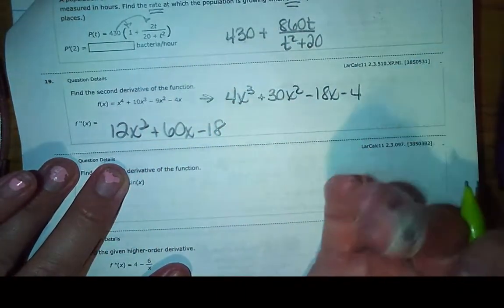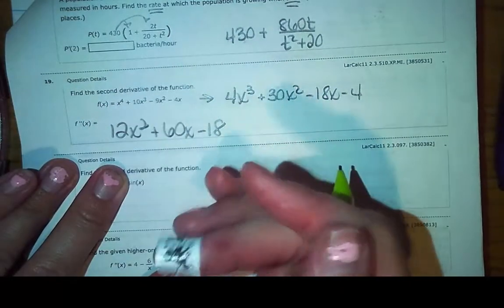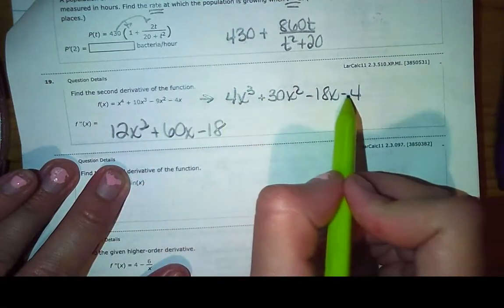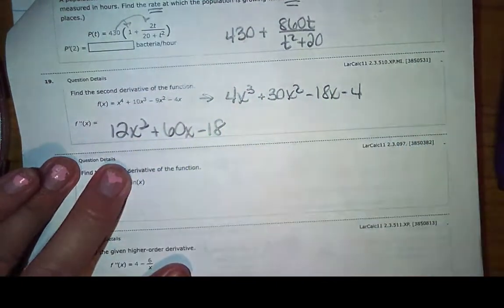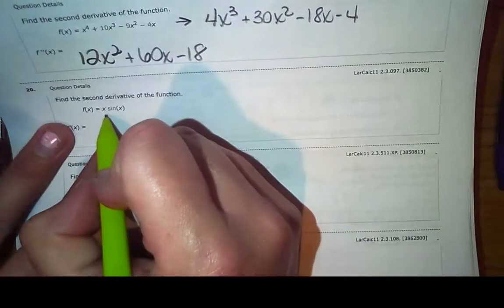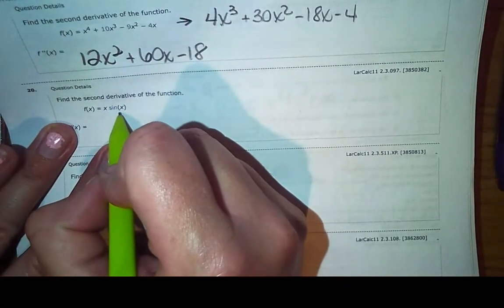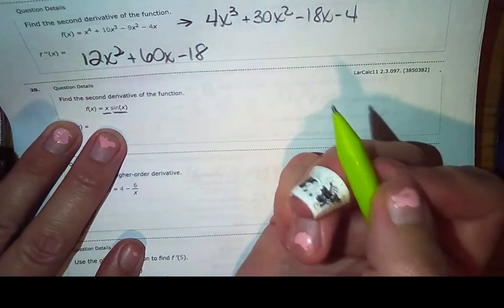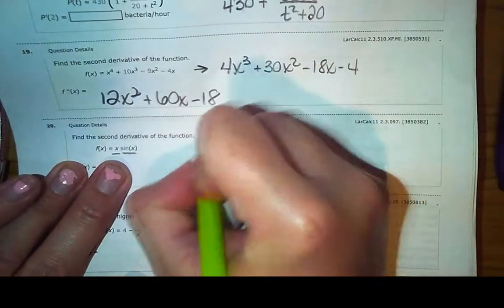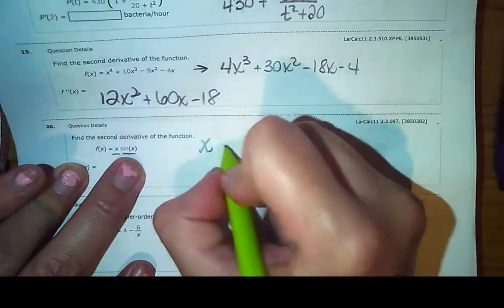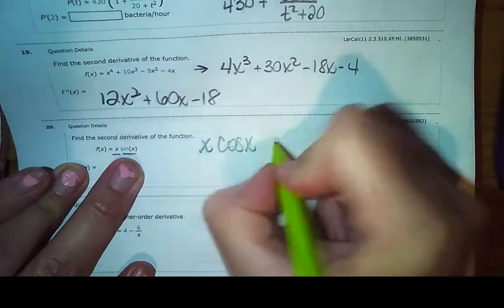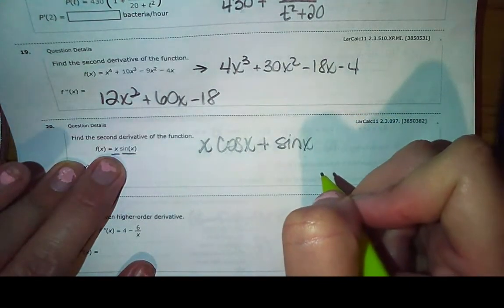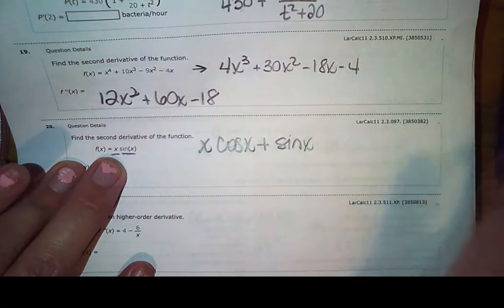That's your second derivative. If you put this in context of projectiles, this would be your position function, this would be your velocity function, and this would be acceleration. All right, so find the second derivative of the function. I've got x times the sine of x. So I know I've got variables times variables as my bigger picture, so I'm going to have to use product rule. So I've got the first times the derivative of the second plus the second times the derivative of the first, which is 1. That's your first derivative.